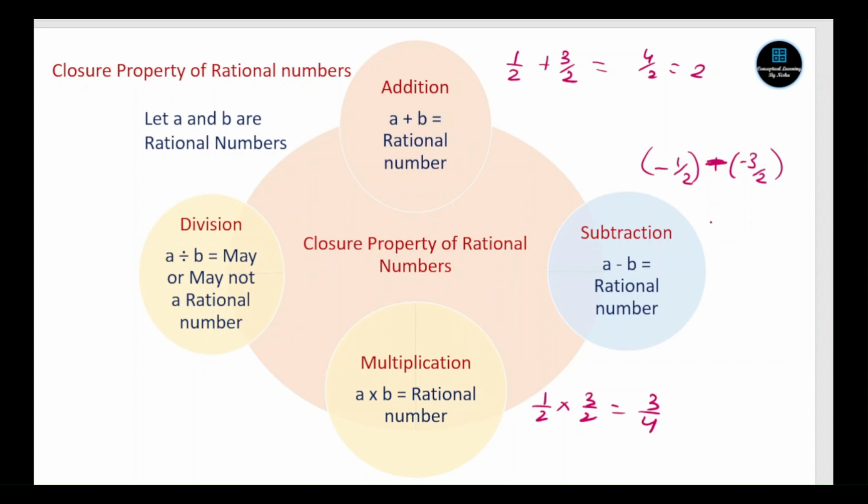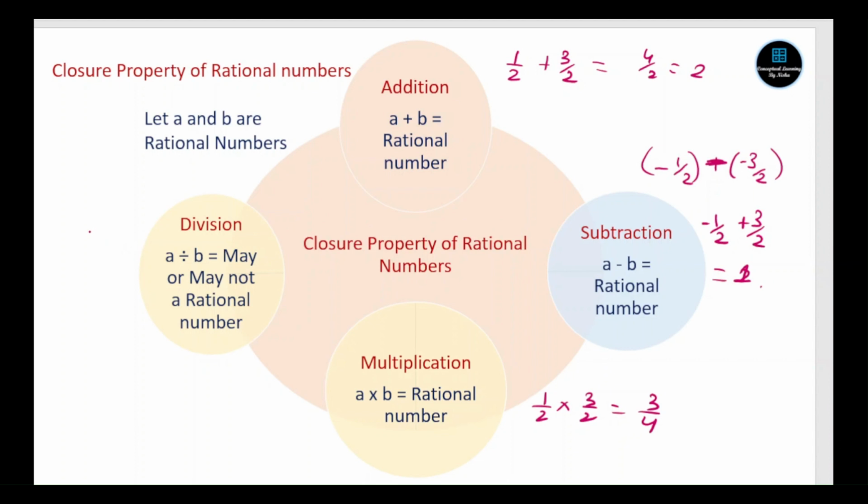So what do we get? This is negative 1 half, and negative negative is positive, as we learned already in terms of operations. So I'll get negative 1 plus 3, which is 2 over 2, and my answer is 1 for this, correct? So this is a rational number.